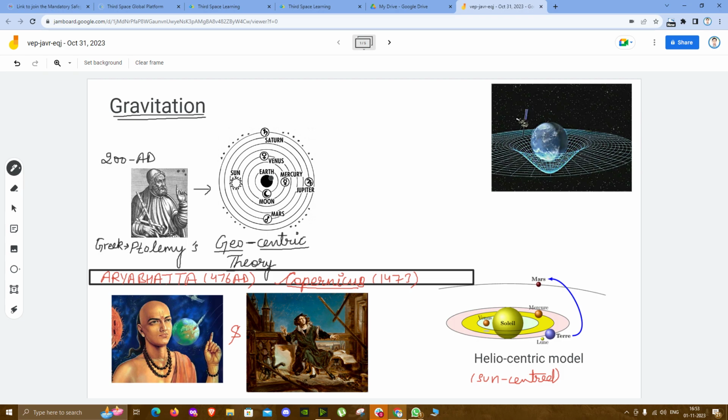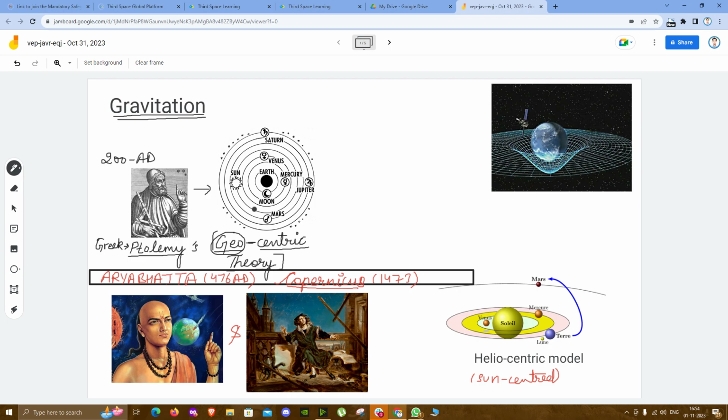First of all, there was a theory given by a Greek astronomer, Ptolemy, in 200 AD. Ptolemy gave the idea of the geocentric theory. Remember, whenever the word geo comes, it means the earth, and centric means earth at the center. The theory was based on the observation that earth was stationary and the sun and other planets were revolving around it.